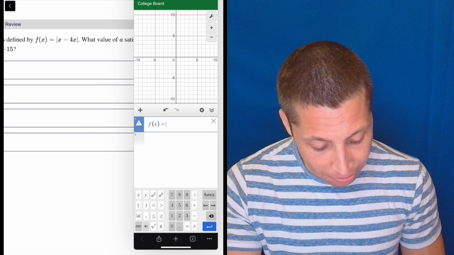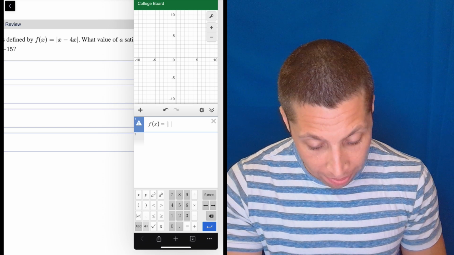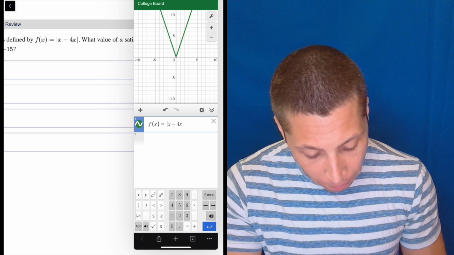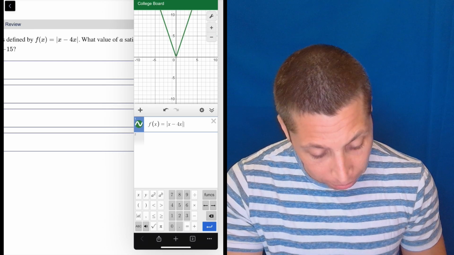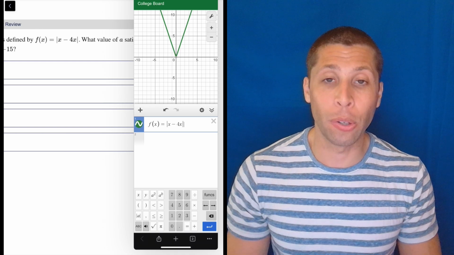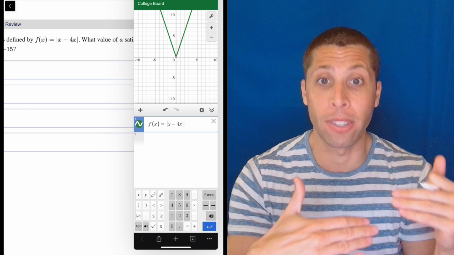So f of x is equal to, and the absolute value bars are right above that ABC button. There's an A between them, so that's what we're going to type. And then x minus 4x. Yes, we could combine those. That's fine, but I'm not going to bother, because why bother, right? We can just type it as is, and we get what an absolute value equation usually looks like in the xy plane: one of these v's. It kind of bounces.